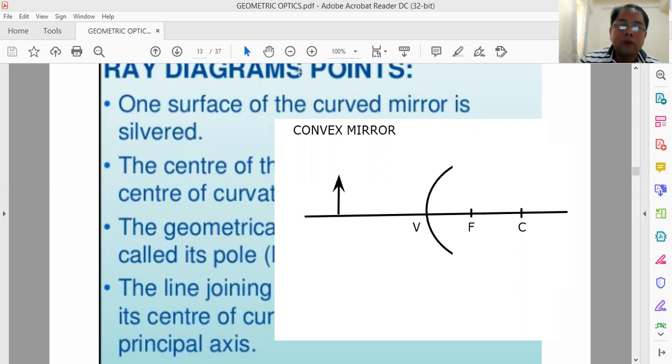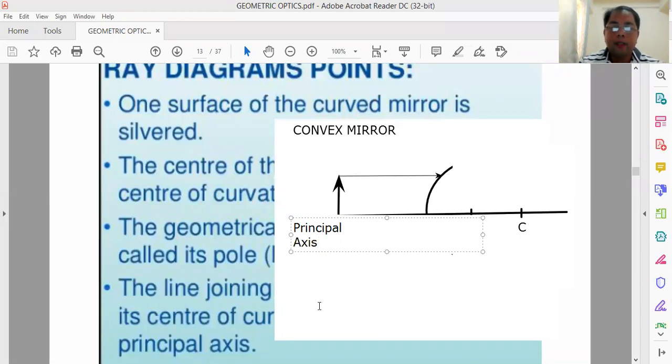Again, one principle that we learned earlier with our mirror is that it is a source of light. Whether it reflects light, there must be some kind of light that it is emitting. Once light strikes the convex mirror, any light that is parallel to the principal axis will always reflect in a direction that passes through the focus.